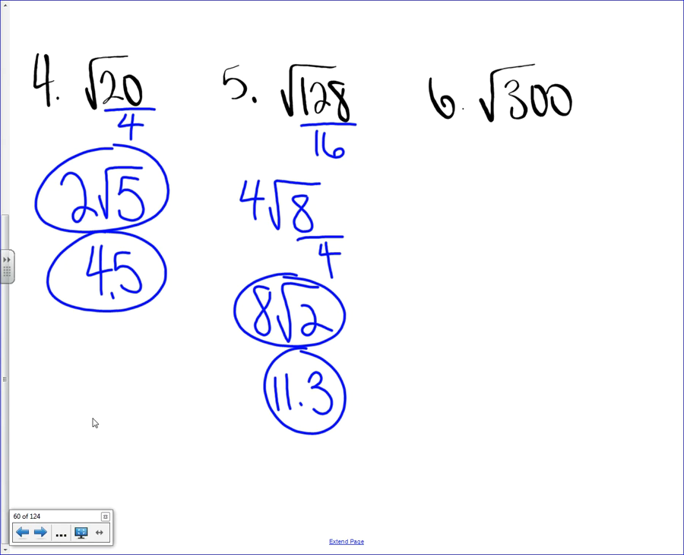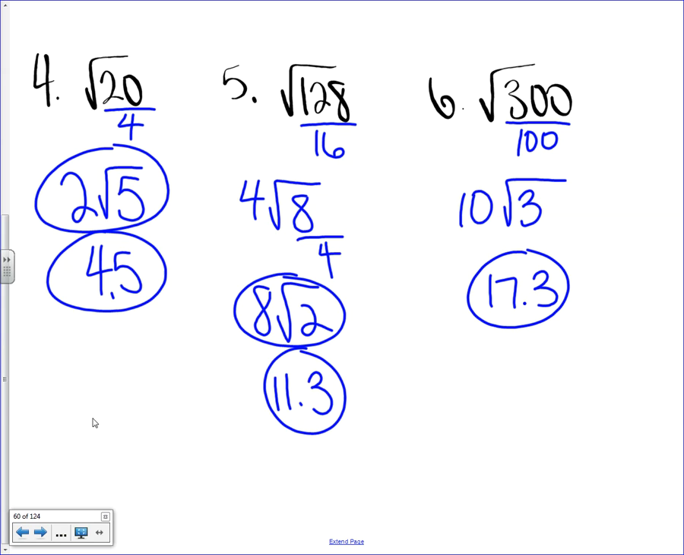Okay. How about 300? Is 300 a perfect square? It is not. Is there a perfect square I can divide out of 300? 100. What does 100 come out as? A 10. Then what's left underneath? That 3. Nathan, does that make sense? Anything else that can come out of 3? No. What's the decimal approximation here?